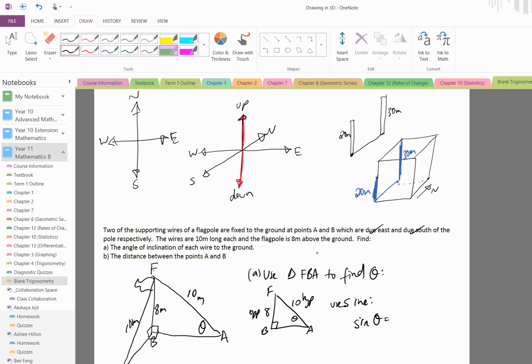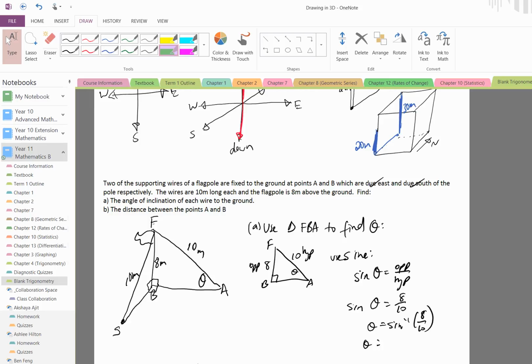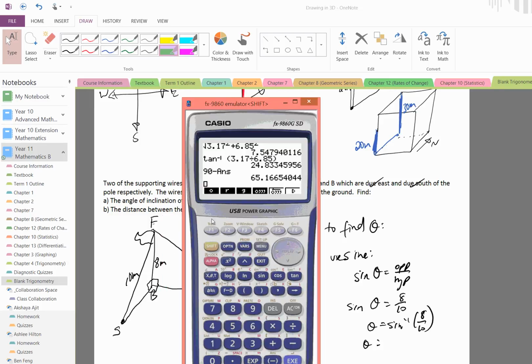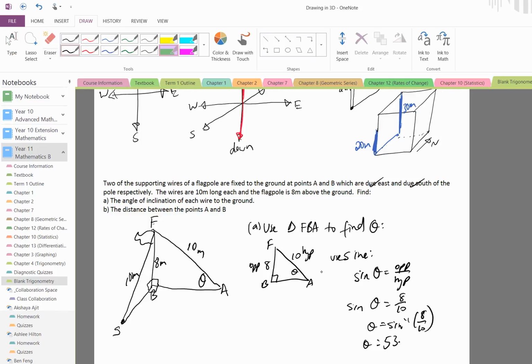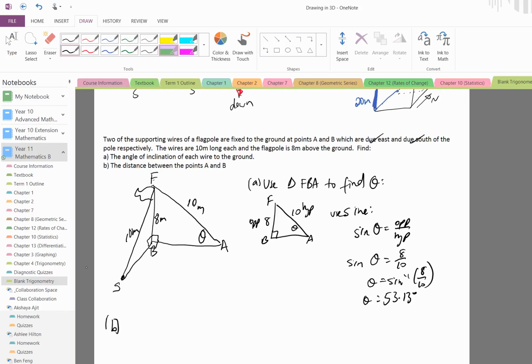Okay, write the rule. And we can find what theta is. Don't be lazy, go through this process properly. And you should be able to use a calculator from here. Shift sine of 8 on 10. Okay, so 53.13 degrees. Yeah, that's the angle of inclination. So if you wanted to walk up one of those wires to the flagpole, that's the angle you'd be walking up, pretty steep. Okay, part B asks us for the distance between points A and B.